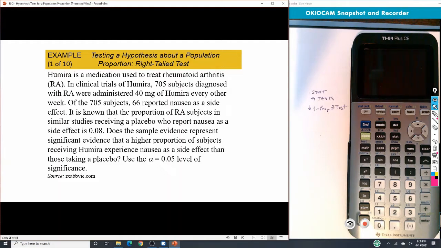So Humira, they're doing this trial. They have 705 subjects. Of those subjects, 66 reported nausea as a side effect. It is known that the placebo who report nausea as a side effect is 0.08. Does this sample suggest that there's actually a higher proportion? Okay, when we use a level of significance of 0.05 for alpha.